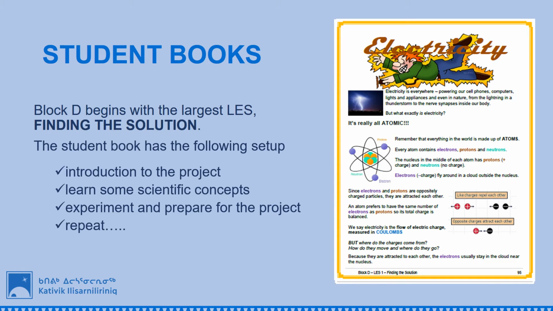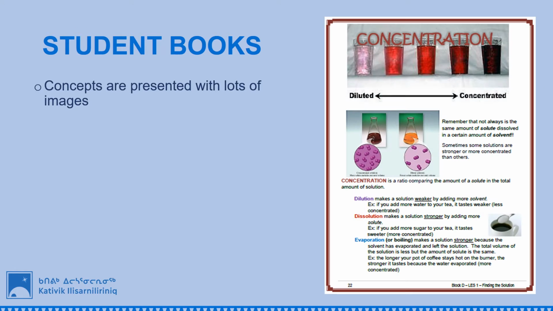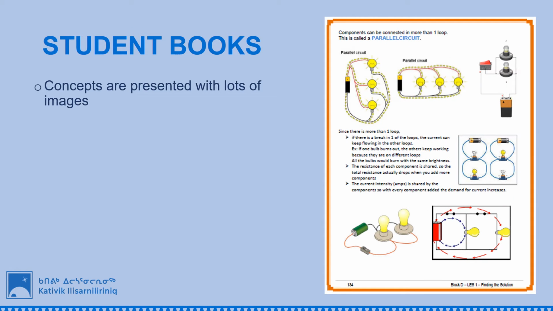Then they'll learn about another aspect of scientific knowledge, which they then again will investigate with an experiment. This process is repeated until most of the knowledge needed is completed and they work directly on their project. The scientific information that students must learn is presented in the student book with many images to attract and engage students and reinforce the written text that some might have difficulty reading.